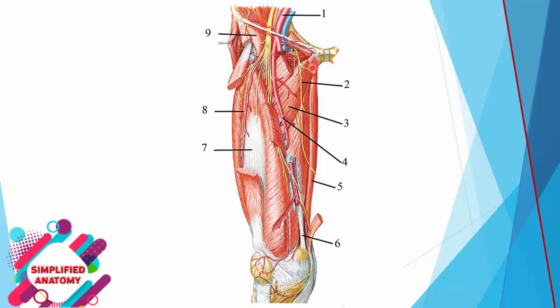What about the medial group? If you see here, this muscle is removed, which is the adductor longus. If we remove the adductor longus, I will find number 3. This muscle is called adductor brevis muscle.